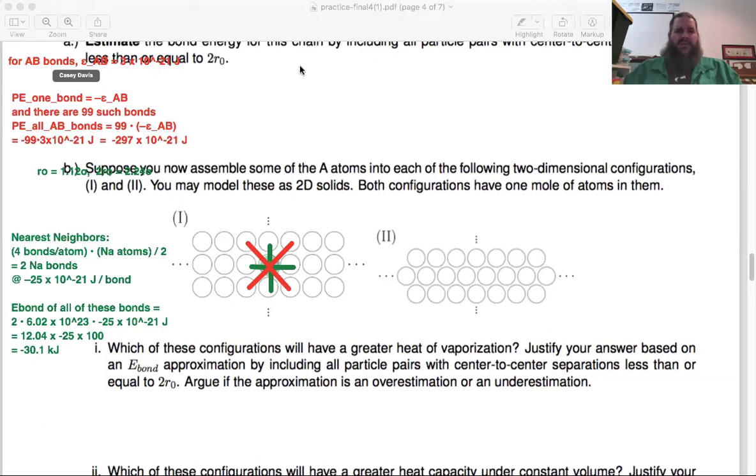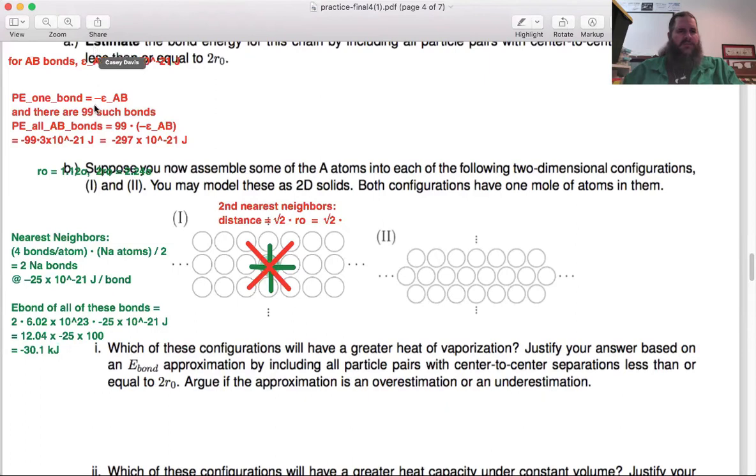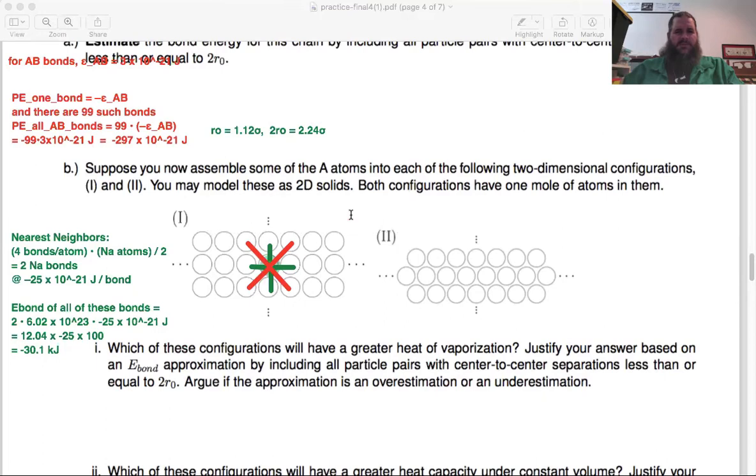So that second nearest neighbor distance is square root of 2 times R naught. In other words, square root of 2 times, what was that, 1.12 sigma? Yeah, the R naught distance was 1.12 sigma. So if we multiply square root of 2 times 1.12, square root of 2 is about 1.4 times 1.12. So we're getting about 1.5, yeah, 1.58 sigma.